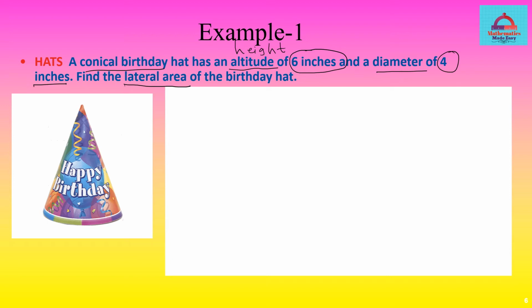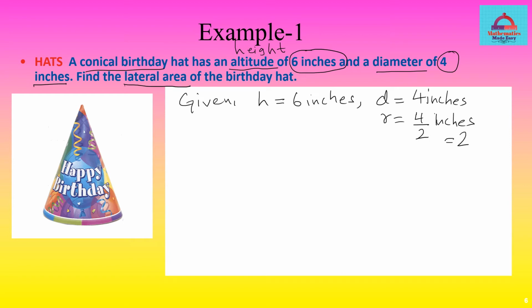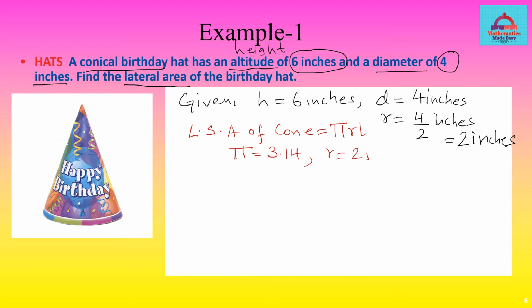Okay, so let's write the solution now. Given h is going to be 6 inches. That's one thing. D, which is your diameter, is 4 inches. So from there you get the radius as 4 divided by 2, which is 2 inches. And we need to find the lateral surface area of the cone. So let me write the formula, pi r L. Now pi we all know is 3.14. Radius you have got as 2 inches.